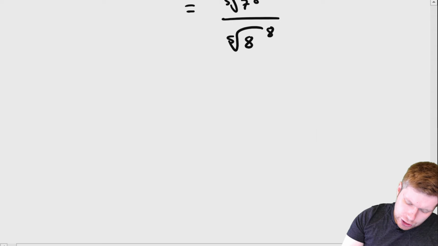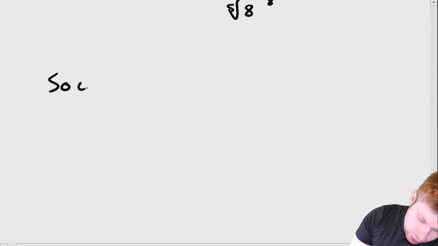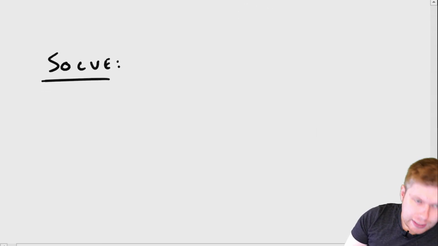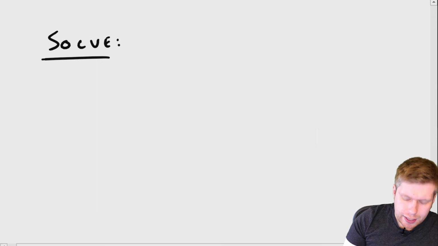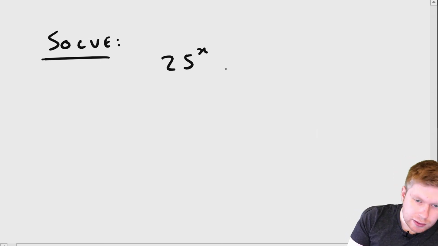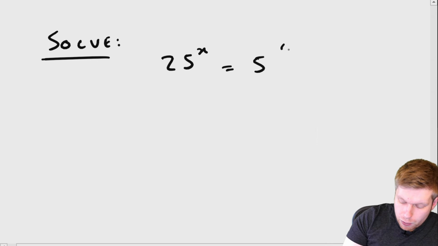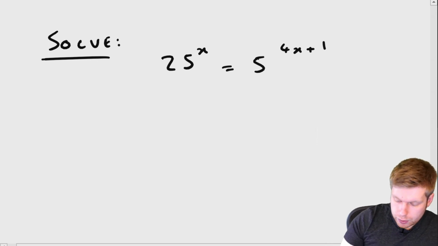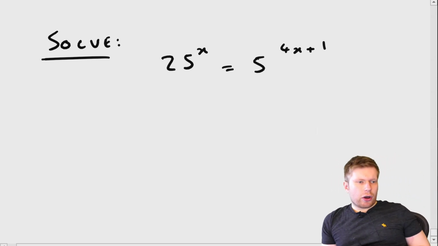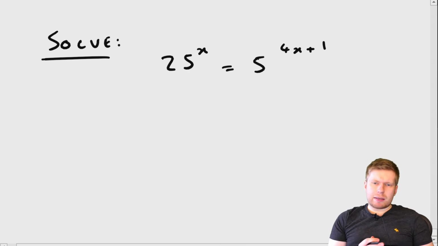All right, let's actually have a look at some solving equations examples now. So let's have a go at solving an equation something like this. Let's try 25 to the power of x equals 5 to the power of 4x plus 1. Okay, so let's have a look at this. Well, at the moment, we can't really make any simplifications.